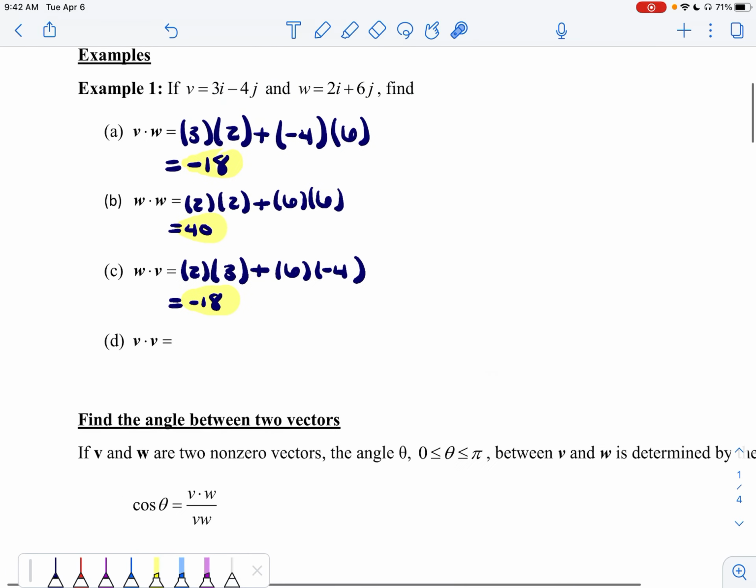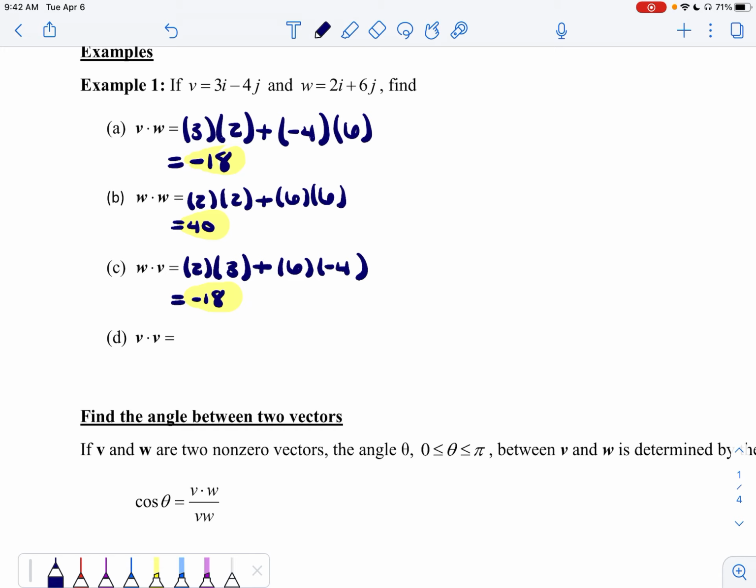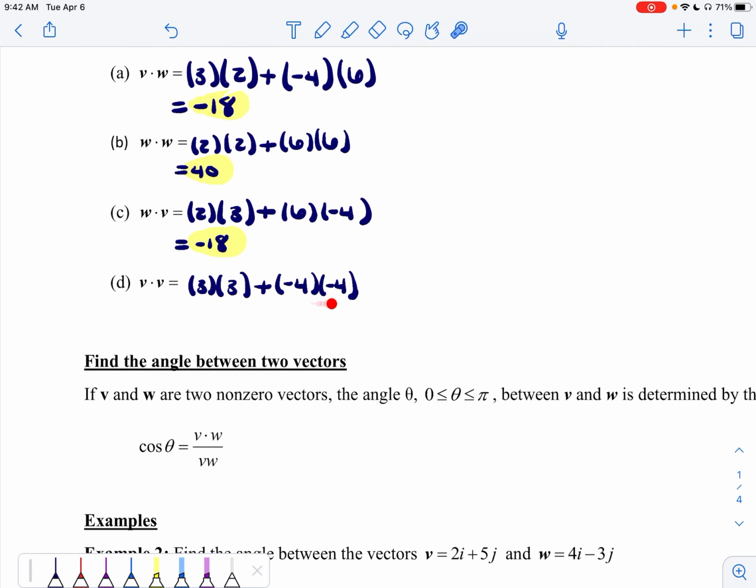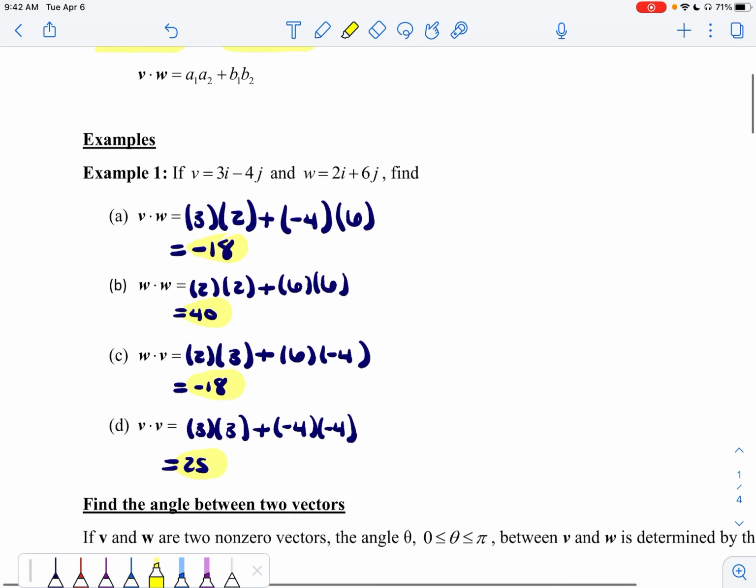Okay, and then v dot v, we're going to multiply the i component of v times the i component of v plus the j component of v times the j component of v. So that would be 9 plus 16, or 25. All right, so this is basically all there is to the dot product.